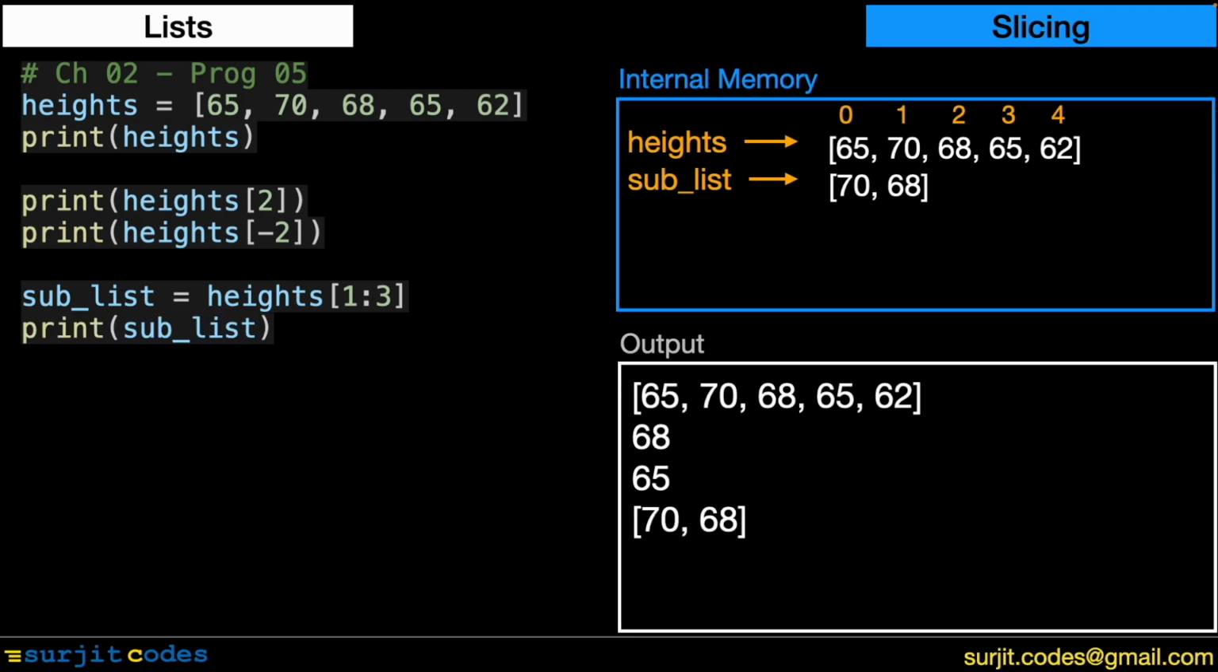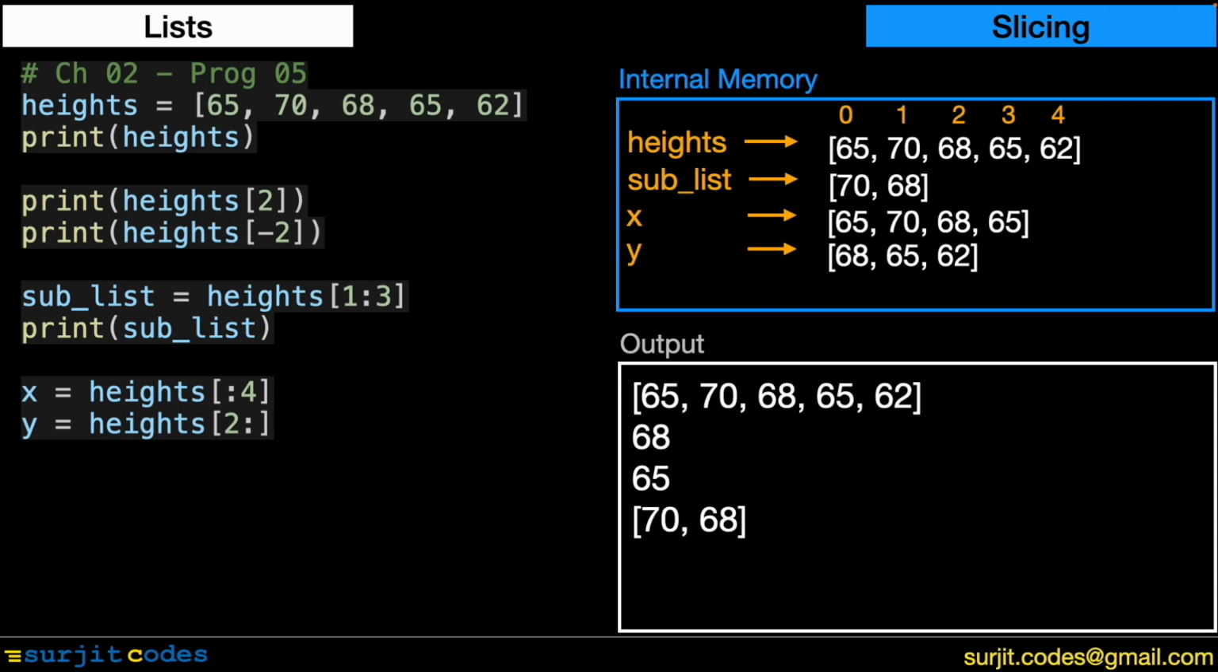We can verify this by printing it. If index before colon is missing, it is assumed as 0. So X starts from the beginning and ends before index 4. In the same way, Y goes from 2 to the end of the list. DC is a copy of the entire list because neither beginning nor end of the list is given.